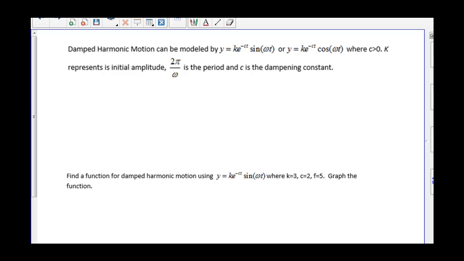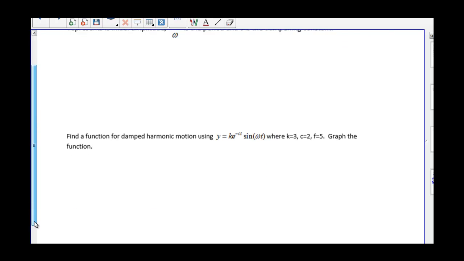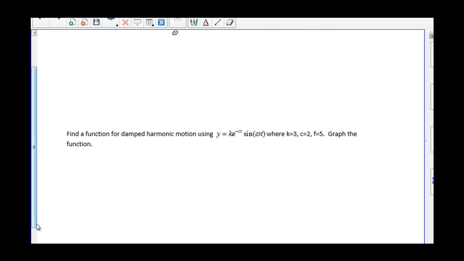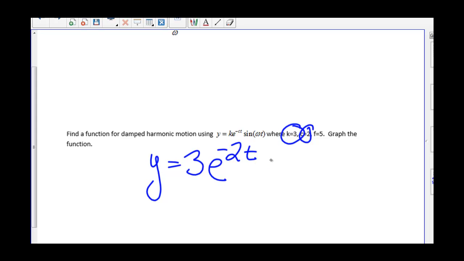So let's try this problem. Find a function for the damped harmonic motion using y equals k e to the negative ct sine of omega t, where k equals 3, c equals 2, and the frequency is 5. So we know that k is 3, so we have y equals 3e, c is 2, negative 2t sine.